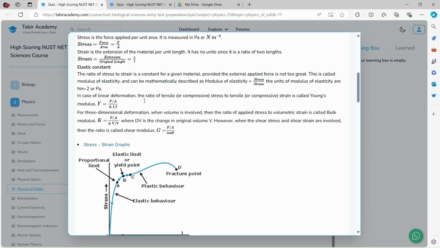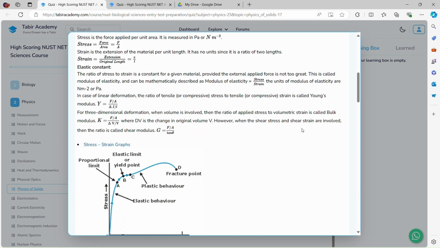In case of linear deformation, the ratio of tensile or compressive stress to tensile or compressive strain is called Young's modulus. Y equals F over A over delta l over L. For three-dimensional deformation, when volume is involved, the ratio of applied stress to volumetric strain is called bulk modulus. K equals F over A over delta V over V, where dV is the change in original volume V.